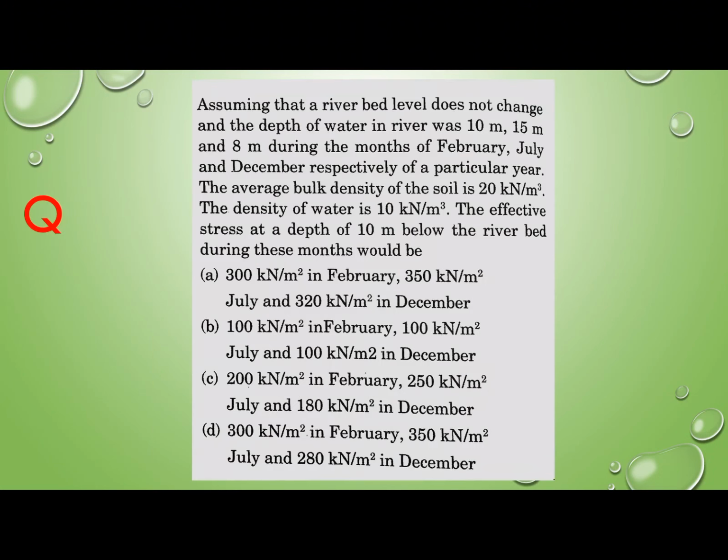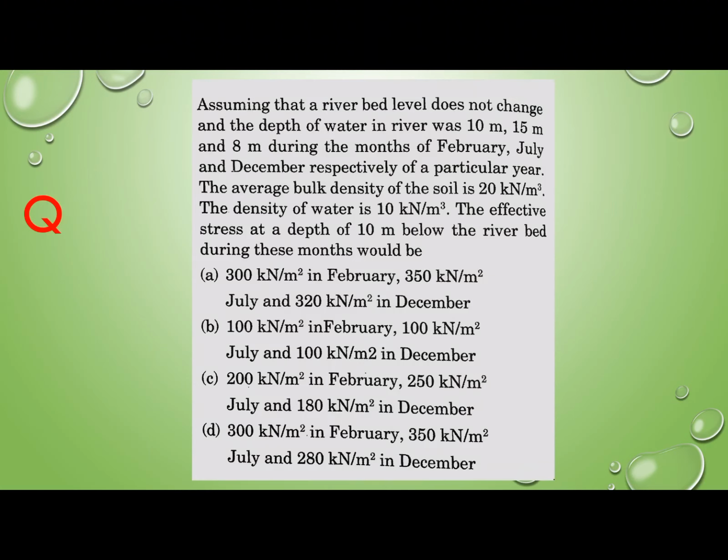So the next question is a little lengthy question, but the solution is very simple. So let's see that. Assuming that a riverbed level does not change and the depth of water in the river was 10 meters, 15 meters and 8 meters during the months of February, July and December respectively of a particular year. The average bulk density of the soil is 20 kilonewton per meter cube. The density of water is 10 kilonewton per meter cube. The effective stress at a depth of 10 meters below the river bed during these months would be what?